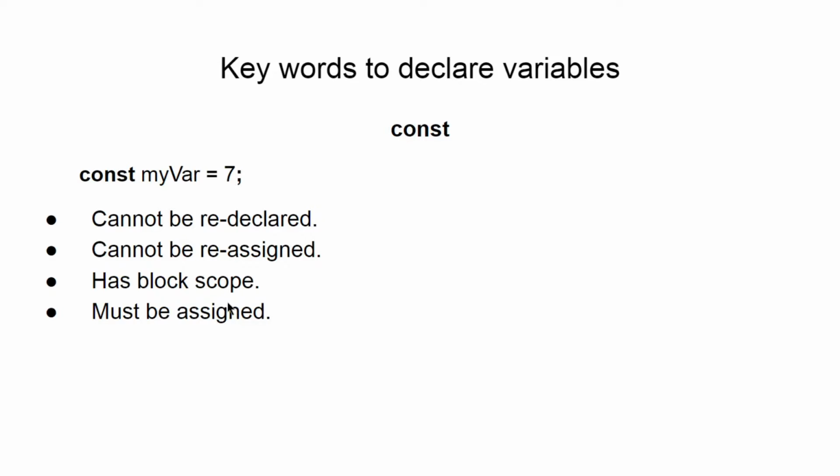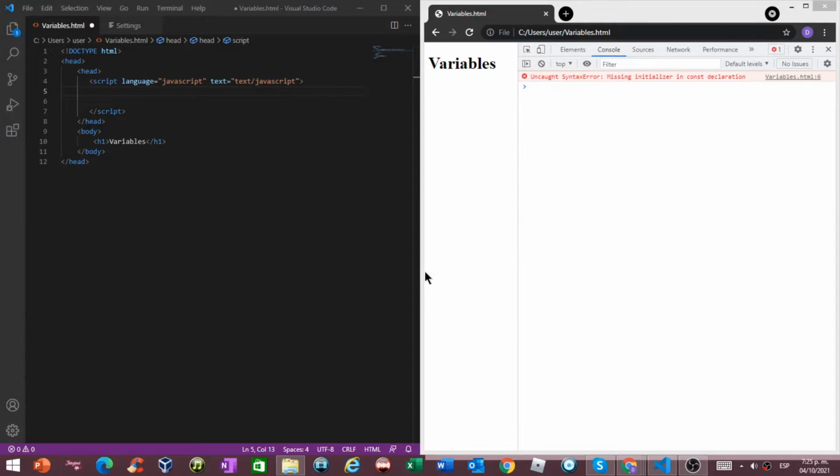Next one is const. This is the example, and it is similar to let, but it has some different characteristics. And okay, the first one, it cannot be redeclared. Okay, it cannot be reassigned. It has block scope and must be assigned. Now let's check those behaviors.